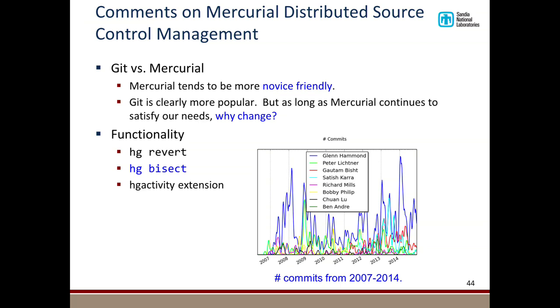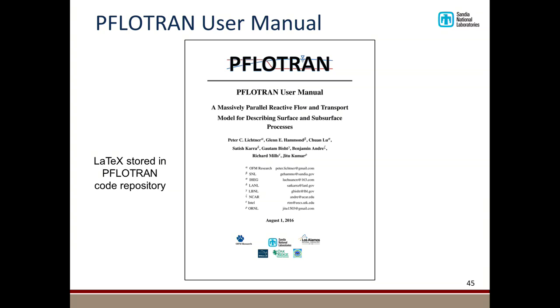Another nice capability I like with Mercurial is the hg activity extension. This is the number of commits by user from 2007 to 2014, a kind of fun statistical analysis you can do on the repository. So we're with Mercurial for the time being.